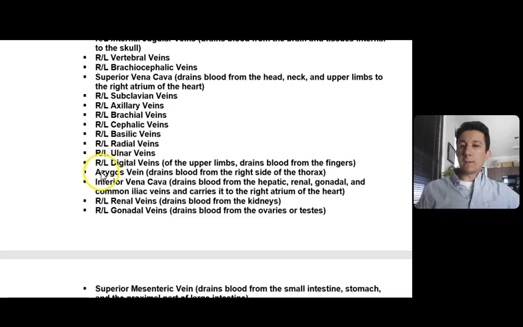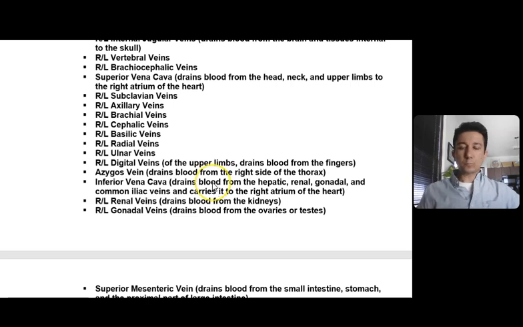And so it makes sense that we have veins on the left side that are mirrored on the right side. But not all veins or arteries follow that mirroring, and one of those blood vessels is called the azygos vein, which is specifically only found on the right side of the thoracic region, and its job is to drain blood from the right side of the thorax back into the inferior vena cava. The inferior vena cava is similar to the superior vena cava, except it's receiving blood from the lower parts of the body. So it's receiving blood from the hepatic, the renal, the gonadal, and the common iliac veins, and it's going to return that blood to the right atrium of the heart.